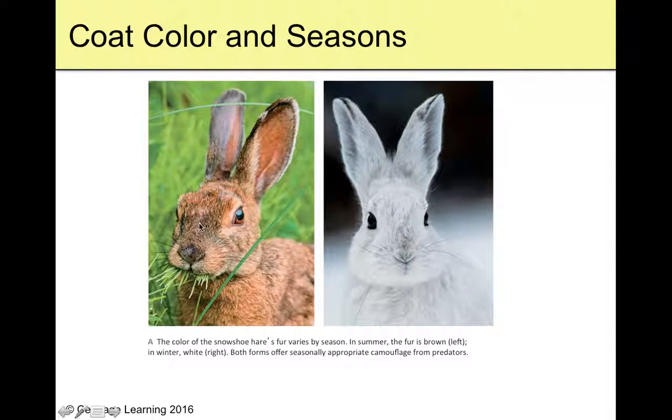So here's a tricky one. This is a snowshoe hare. Okay, his fur varies by the season, and you know how your dog is always shedding just a little bit. You pet your dog, and you always get a little handful of hair. It's kind of gross. These guys are the same way. Old hair falls out, new hair grows in.